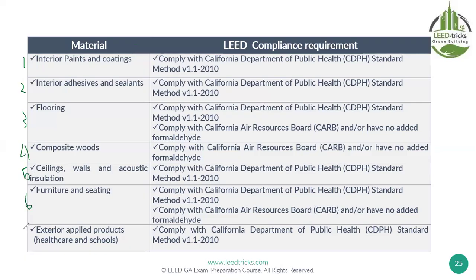Furniture, 6. Exterior, this is only for hospitals and schools. Why? Because children sometimes play near the outdoor, near the outer wall. So they consider it indoor here, but not for any outdoor, only for schools and hospitals. So assume they are 6.